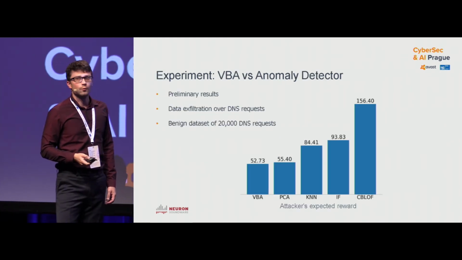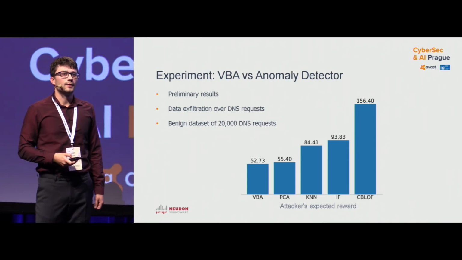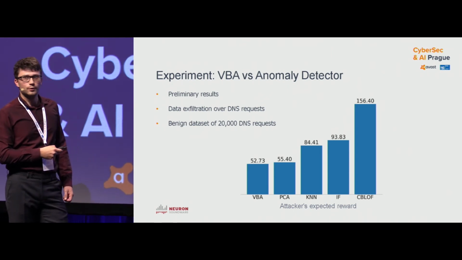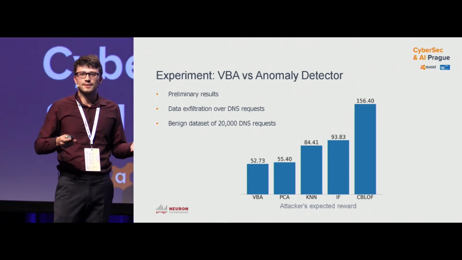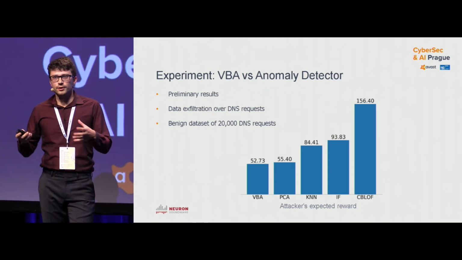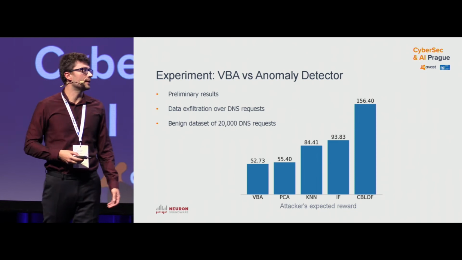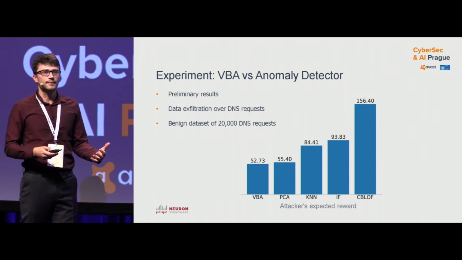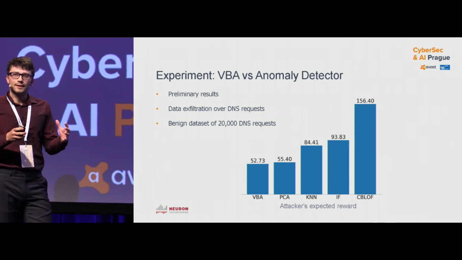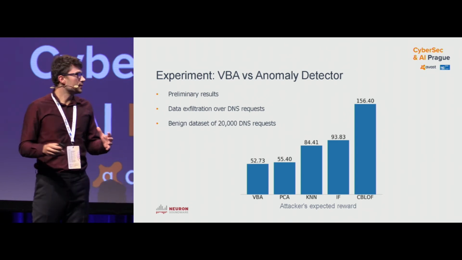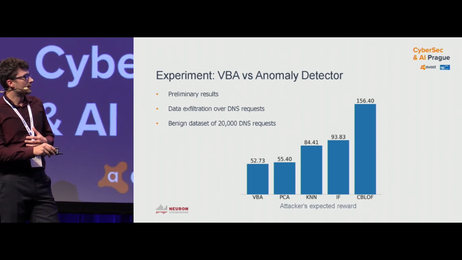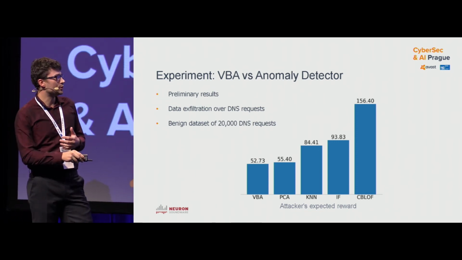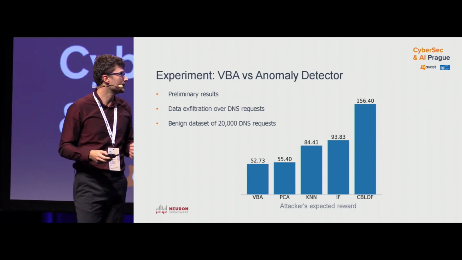So let me show one preliminary example. We took a problem of data exfiltration through DNS requests. Your computer on a daily basis does many DNS requests, and when an attacker compromises your host, he uses those DNS requests to exfiltrate data. We took 20,000 DNS requests, which we assumed to be benign, and we used that data set to train 5 different classifiers. VBA was ours, and we actually trained 20 standard anomaly detectors. Here we show just the 4 best performing.